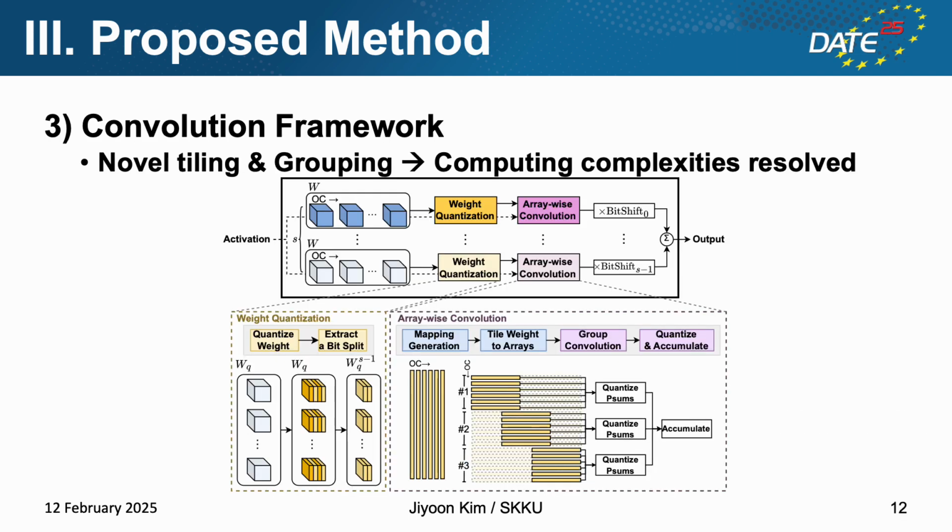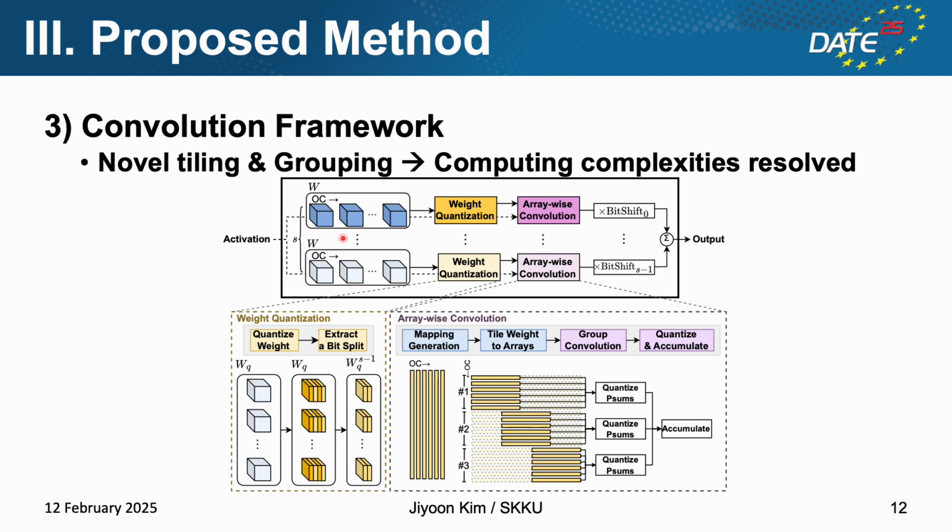We also built a convolution framework to efficiently handle column-wise quantization. Traditionally, column-wise processing is inefficient due to time and data management costs. So our solution is a unique array tiling method combined with group convolution.